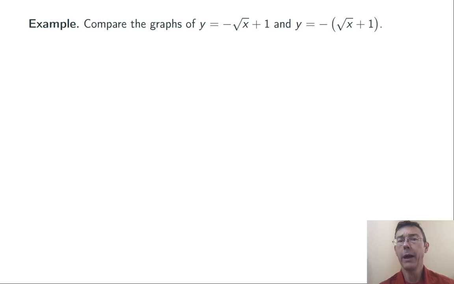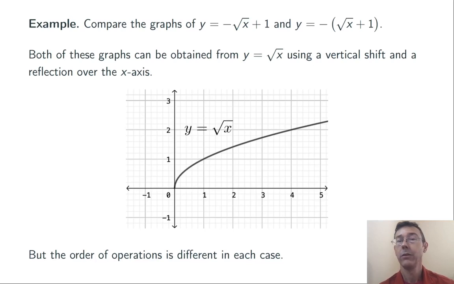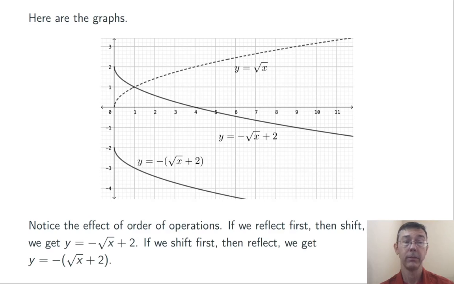Compare the graphs of y equals negative the square root of x plus 1 and y equals negative the quantity square root of x plus 1. So both of these graphs are coming from the simpler graph of y equals the square root of x that I'm showing here. And in each case, we're going to need a vertical shift when we add the plus 1. And we're going to need to do a reflection over the x-axis when we put in that negative sign out front. In this case, the order of operations makes a big difference.